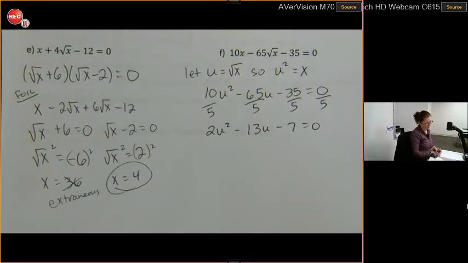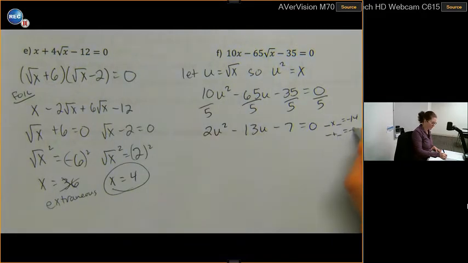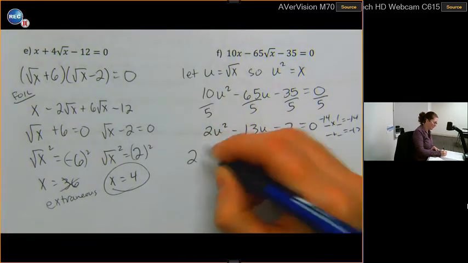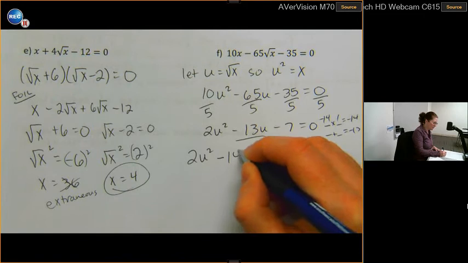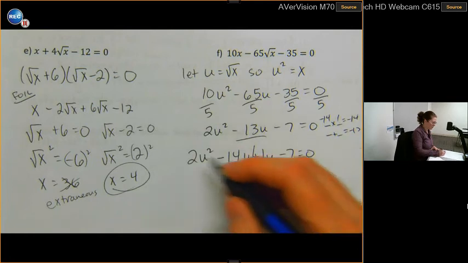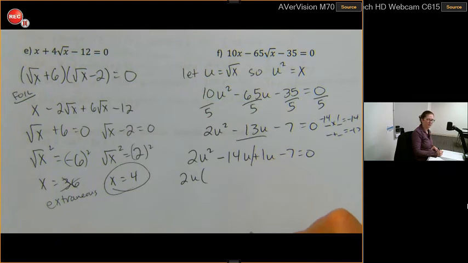Then either it's back to trial and error or the AC method. With the AC method, I look for two numbers that multiply to -14 and add to -13, which is going to be -14 and 1. And then we replace the middle term with that. So we have minus 14u plus 1u. And then I factor by grouping. This is back to how you would factor way back in chapter 6, which is when this was covered. So if you need a refresher, go back to chapter 6.